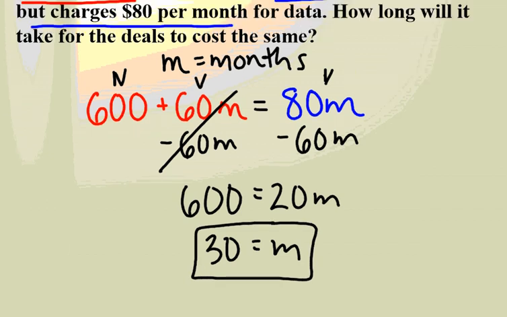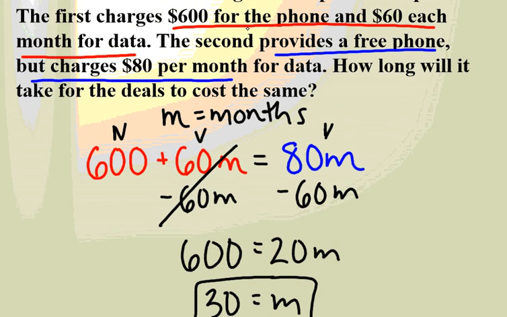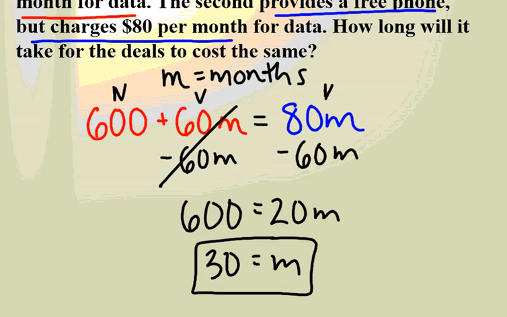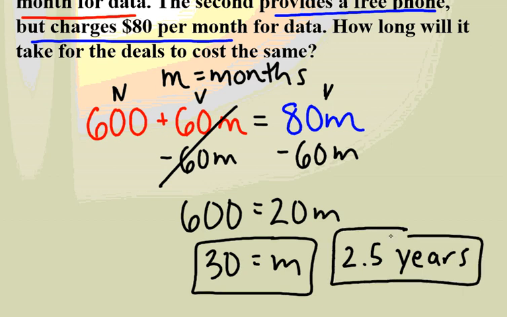After 30 months, which plan is going to be the cheaper one? Well, the red one, because it charges less per month. If you have the phone for less than 30 months, so that'd be 2.5 years, you divide by 12 in order to get months into years. If you have it for less than 2.5 years, then the better plan is going to be the blue plan.